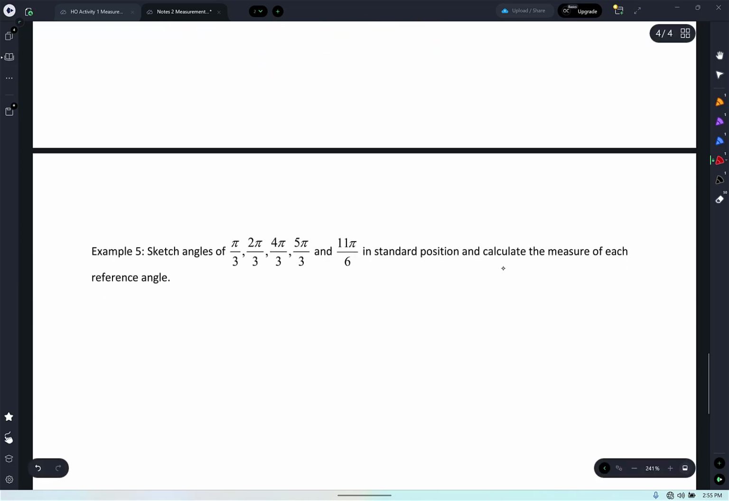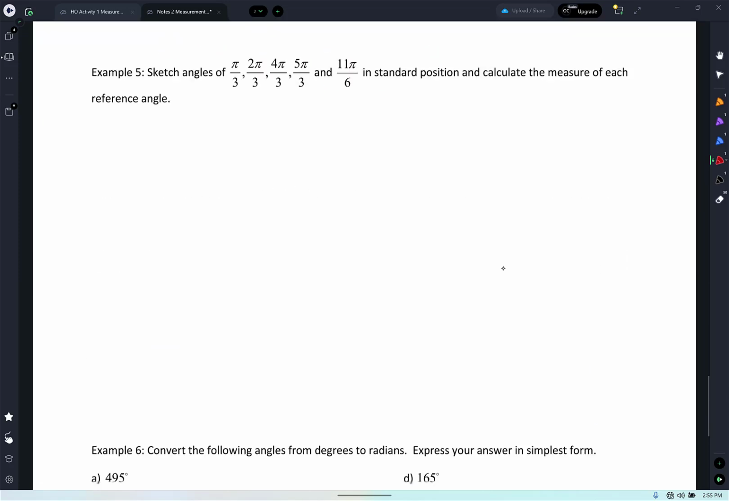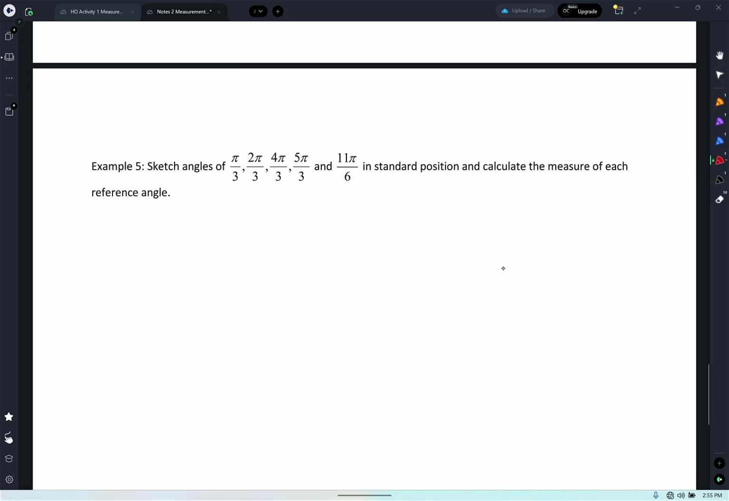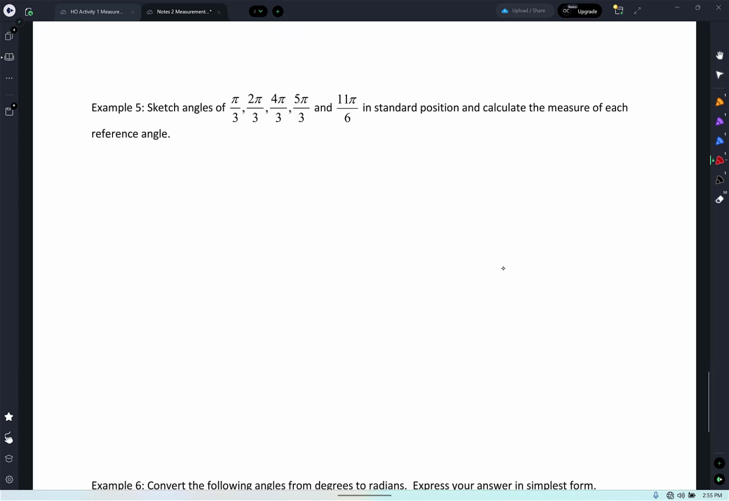All right, here we go. Sketch angles. All right, relax. We're gonna go slow. We're gonna go slow. So first, let me circle this one first. Pi over 3. Look how slow I'm gonna go, guys. I'm going real slow. 0, pi over 2, pi, 3 pi over 2, and then 1 full revolution is 2 pi.